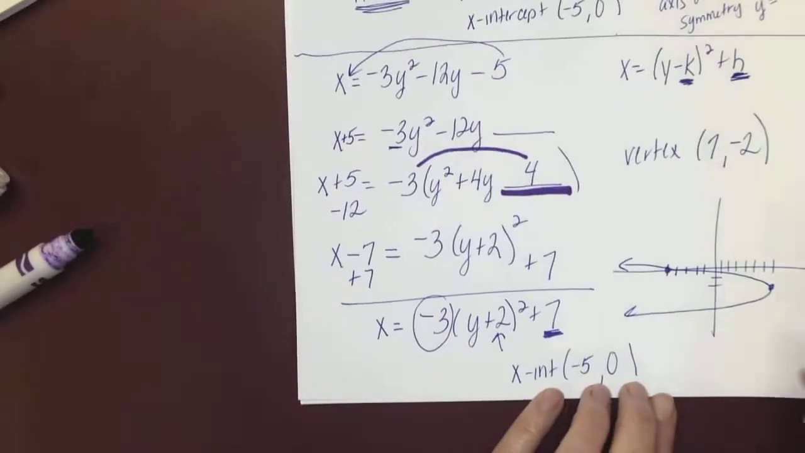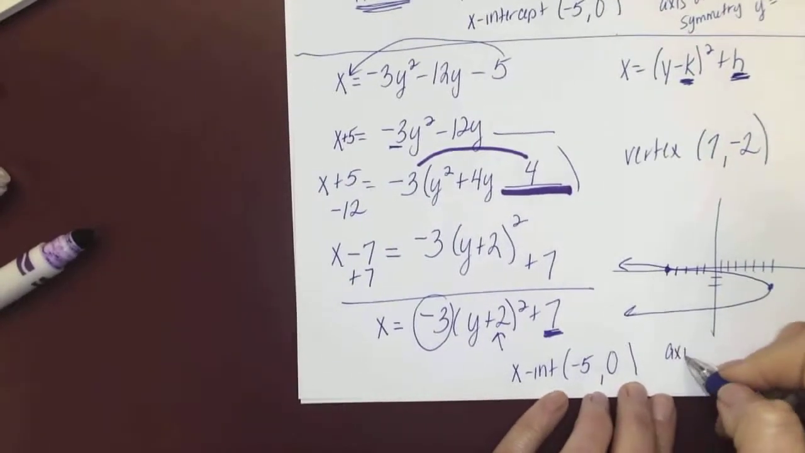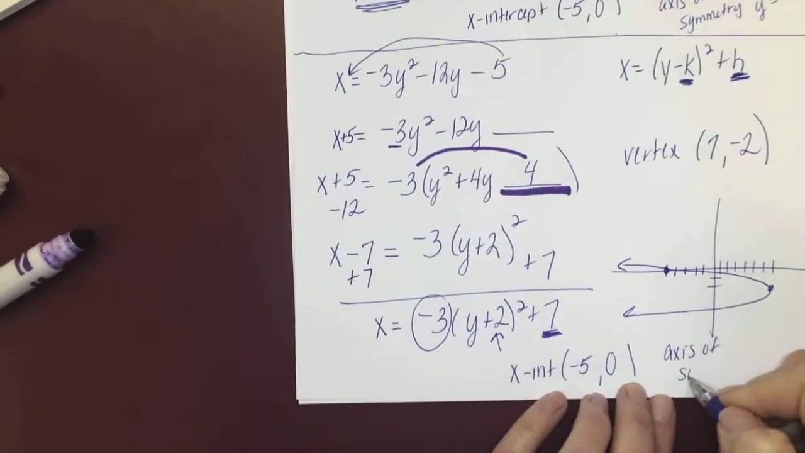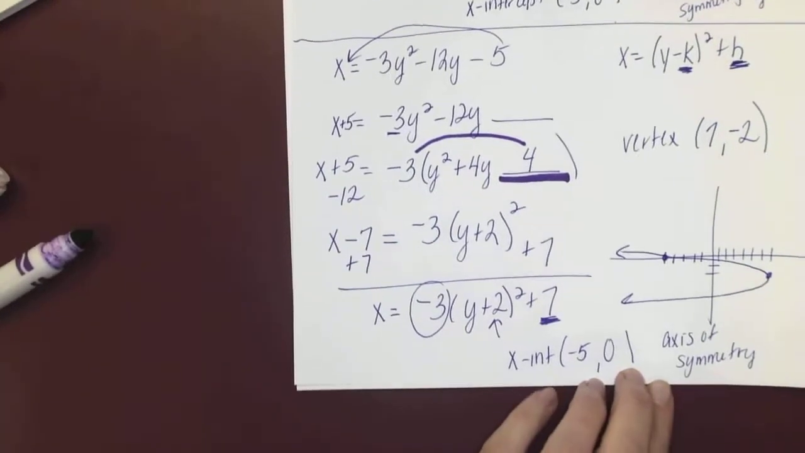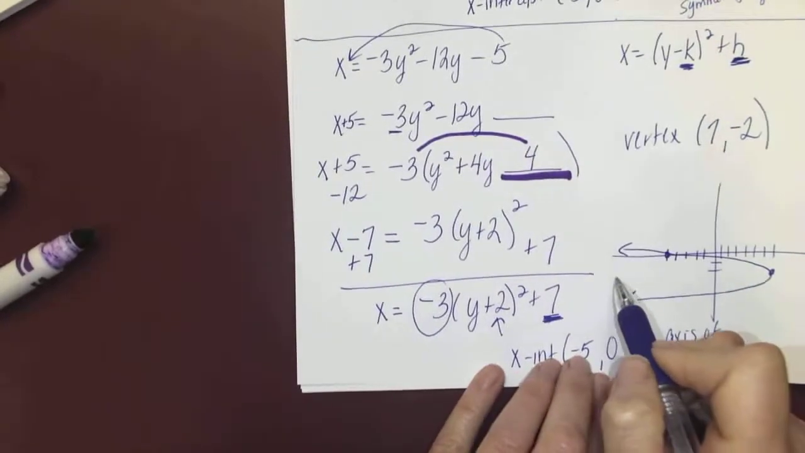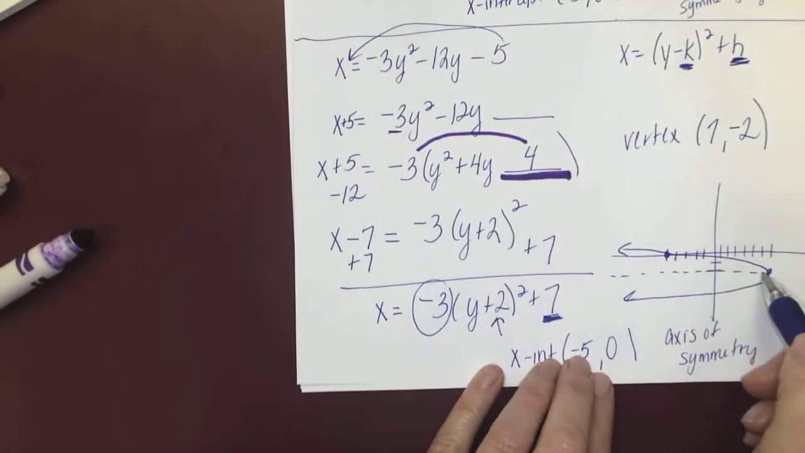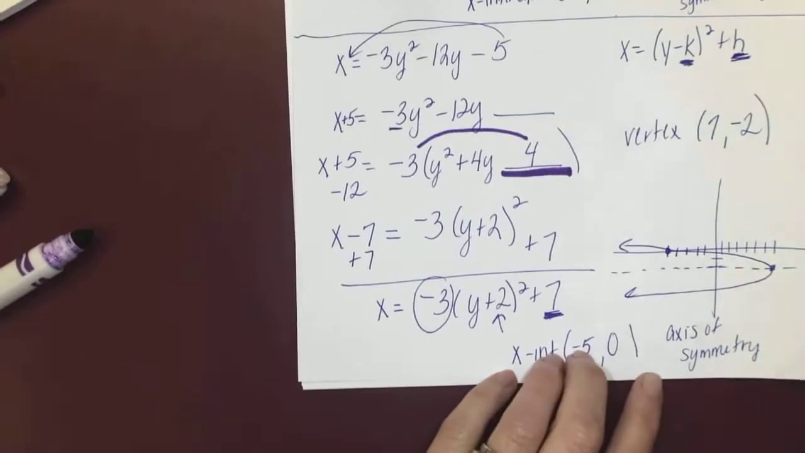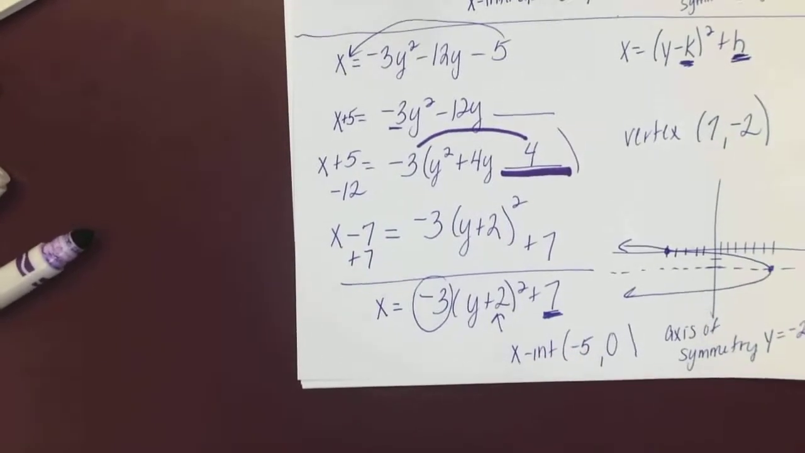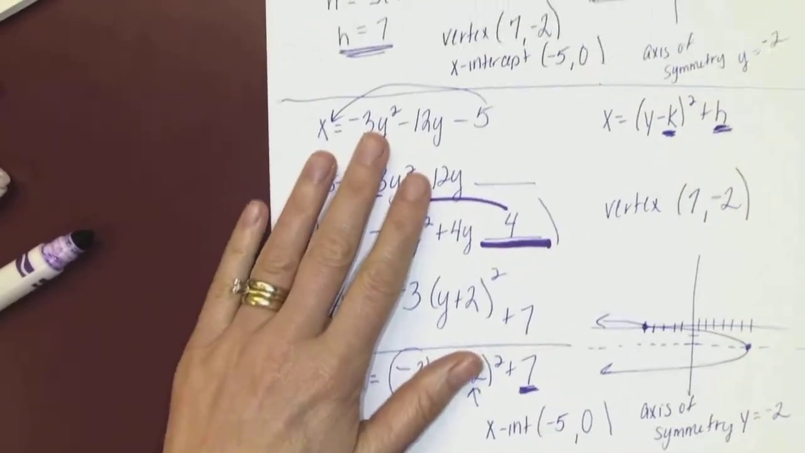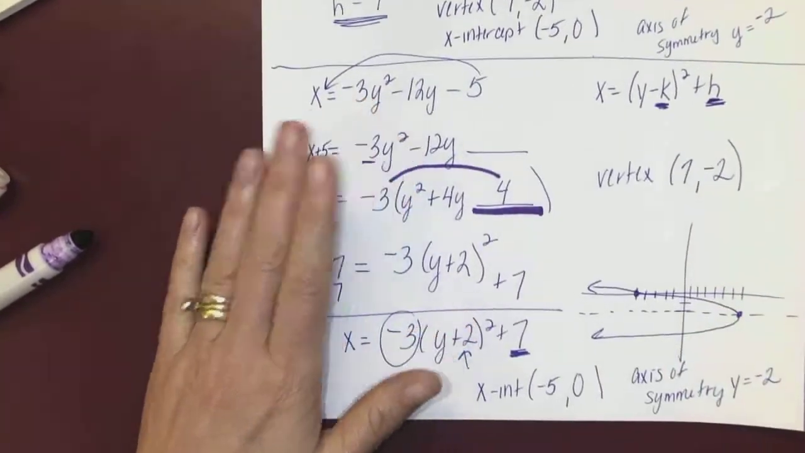Last but not least, anytime you have a parabola, we have what is called an axis of symmetry. That is the line that you could fold the graph on, and it would land on top of each other. In this case, it is a horizontal line, so that is y equals -2. Again, you get the same answer, just 2 different ways to do it.